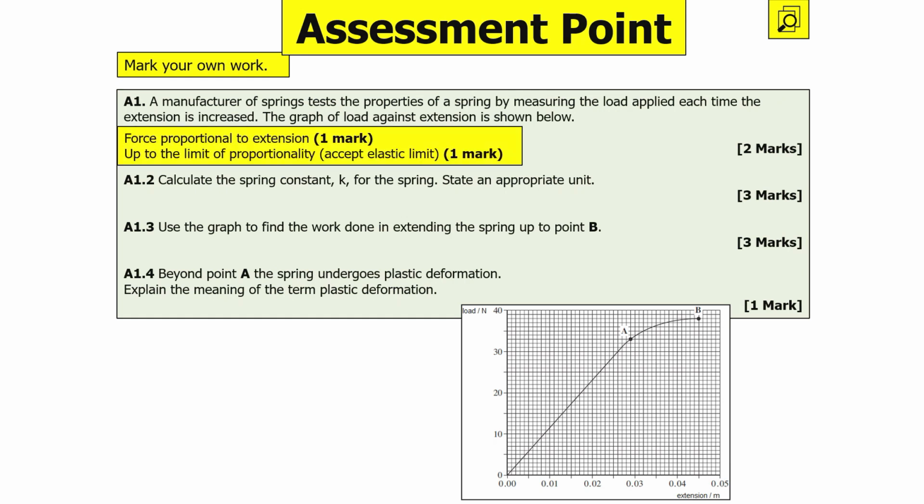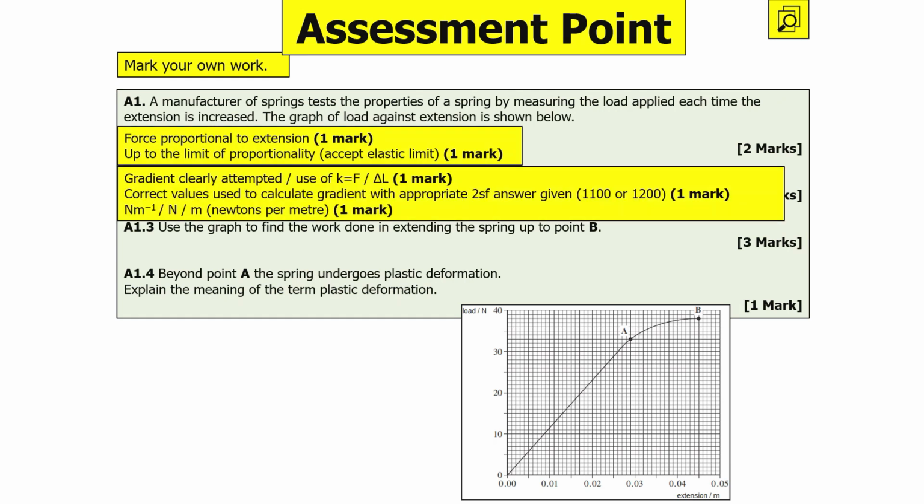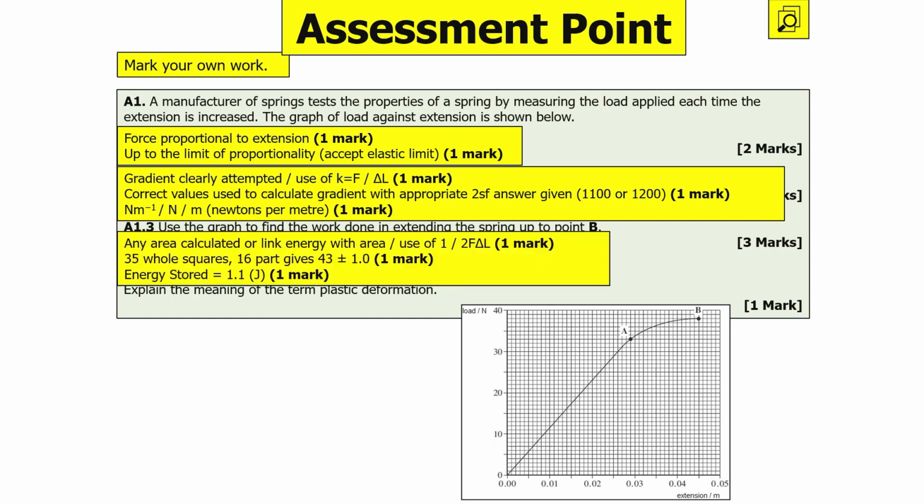Hooke's law is where the force is proportional to the extension up to the limit of proportionality. The spring constant will be the gradient of the straight line section of the graph. So we get about 1100 newtons per meter. The area under the straight line section of the graph will give you the elastic potential energy or the work done in extending the spring.